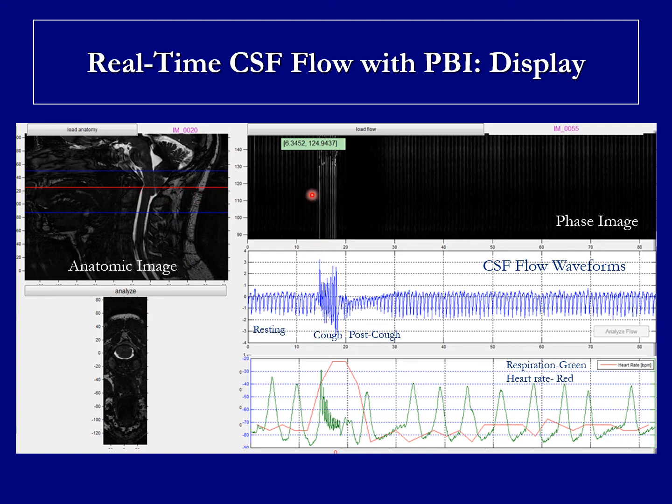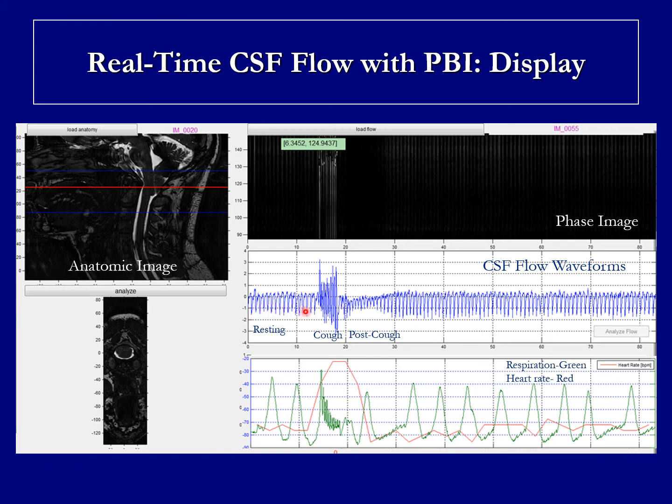And the flow on the top is a phase image. There is no real image, but just the velocity image. And in the middle, out of this, we have created this waveform. So each waveform here is the beating of the heart. Whenever the heart beats, the CSF pulsates in the head, and you can see that here in the resting phase.